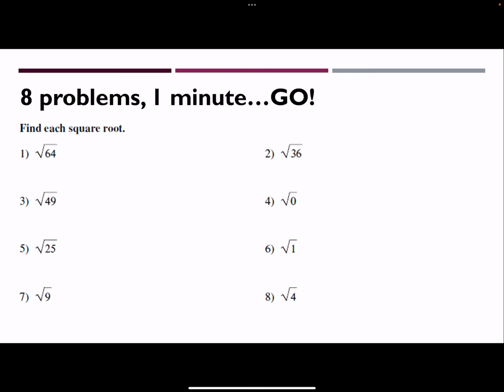Let's go to your notes. So here's a bunch of square roots. I'm just going to give you a little bit of time. You can pause the video and simplify each of these, and then when you're finished, you can hit unpause and check your answers.